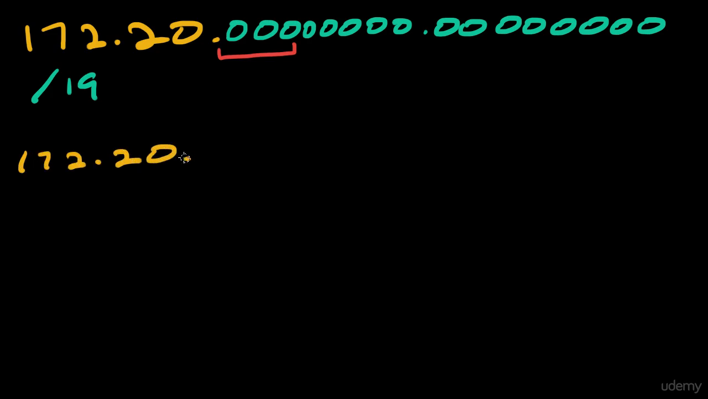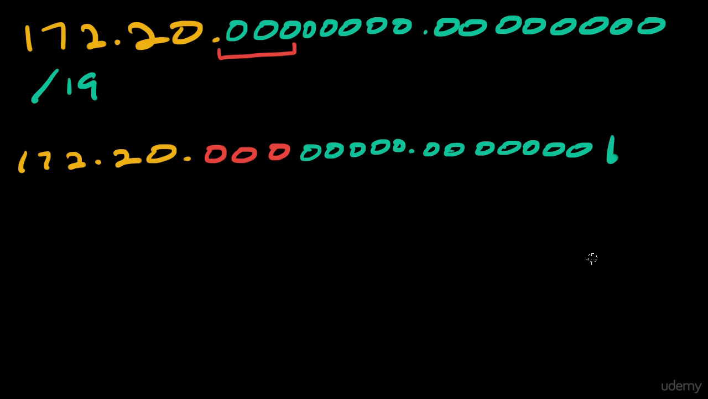In other words, the first IP address in this range would be 172.20. The subnet bits would be 000 because this is the 172.20 network, and the host bits would be 1, 2, 3, 4, 5, 1, 2, 3, 4, 5, 6, 7, 8. This entire thing you're looking at is 172.20.0.1.